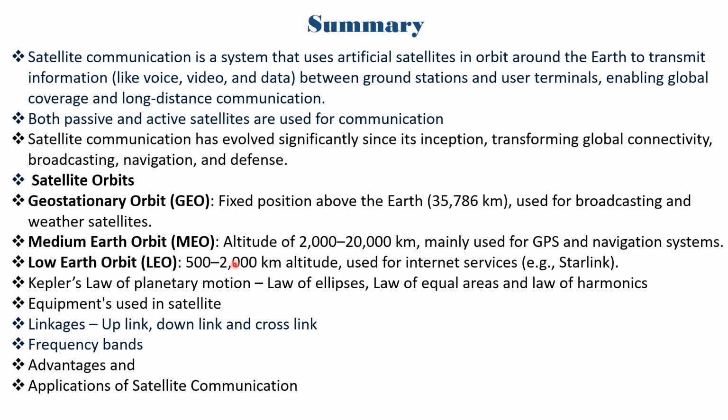And we also discussed the three Kepler's laws of planetary motion, discovered by Johannes Kepler, and they are the law of ellipses, law of equal areas, and law of harmonics. And also the block diagram for the equipment used in a satellite, which is nothing but a power system, solar panels, then command and telemetry system, thrusters and transponders, etc., which are all the various electronic components present in the satellite. And also the linkages, which have three divisions: uplink, downlink, and crosslink.